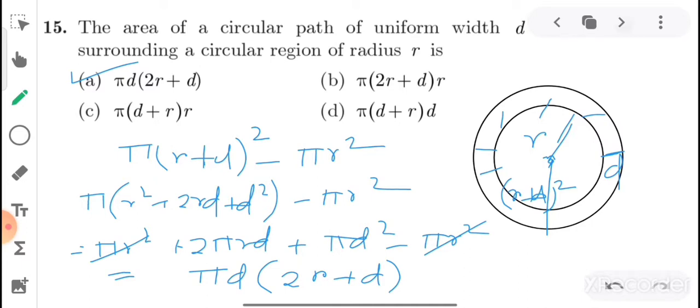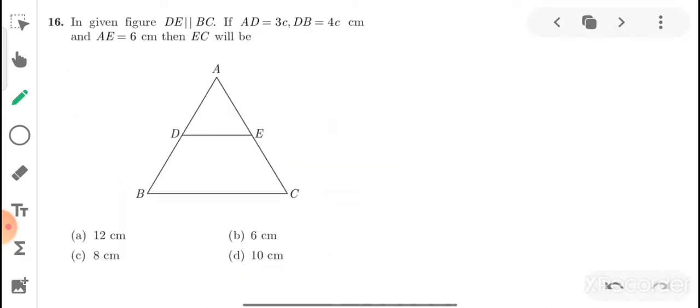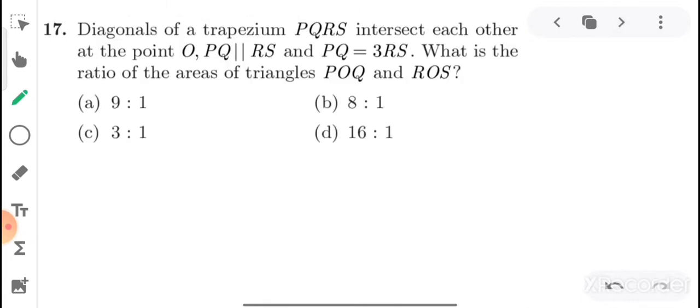This is the next question. It is also the same question that we solved in previous questions, so try it on. Try number 17.